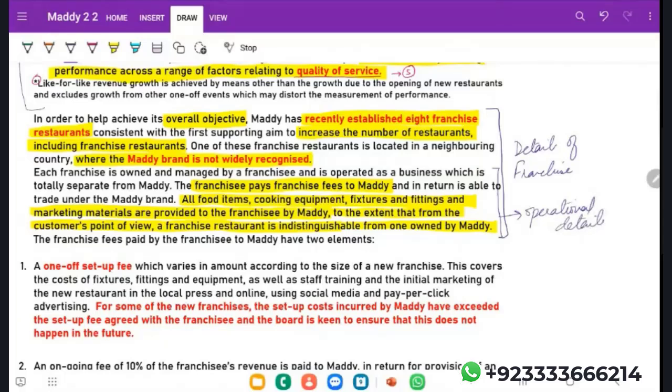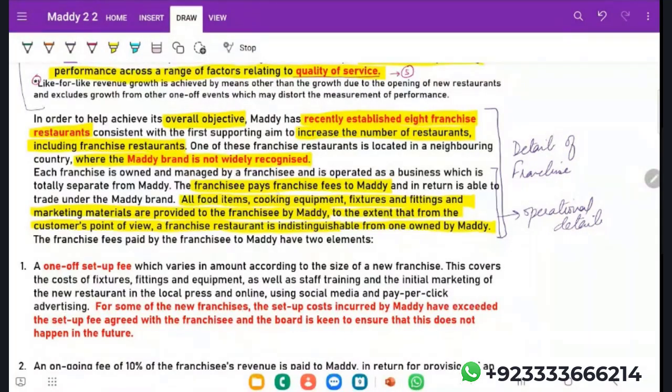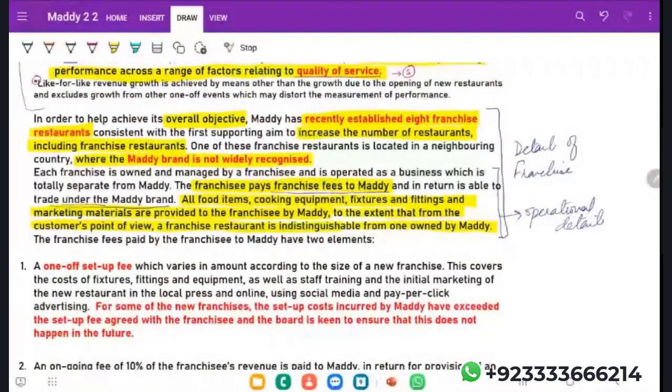Right? Which suggests what? Which suggests that the franchisee is paying a fee to Medi and they are trading under Medi branding, right? And then they are supposed to buy food items, cooking equipment, and everything from Medi, so the customer cannot distinguish which is the company's restaurant and which is the franchise.